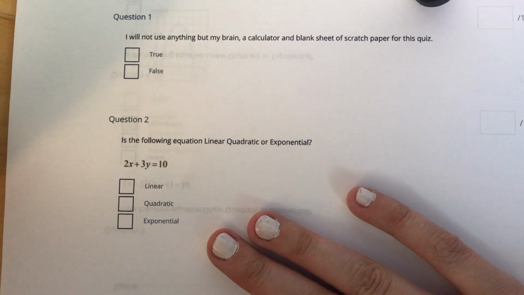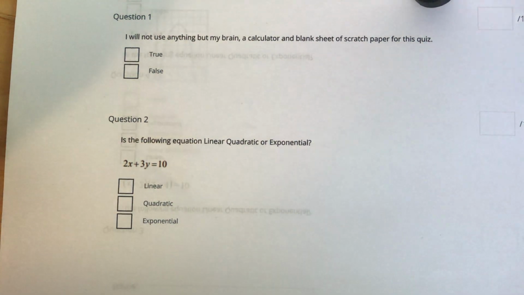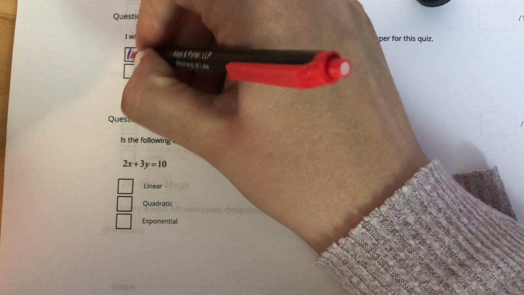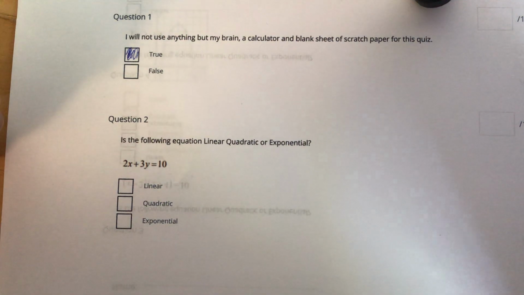So with that said, let's start with question number 1. "I will not use anything but my brain, calculator, and blank sheet of scratch paper for this quiz." Hopefully all of y'all put true. That was the easiest question on the quiz, but I actually didn't award any points for that. It was mostly for you.